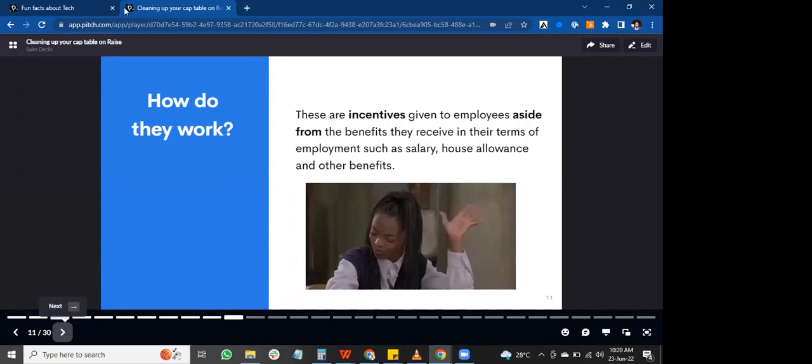Great. So what are ESOPs exactly? We know that stock options are incentives that employers give to their employees so as to encourage them to stay longer at a company, or also to show them that they are a valued asset to the company. And some of these benefits can be in the form of salary, or a house allowance, or more. Next slide, Kingsley.